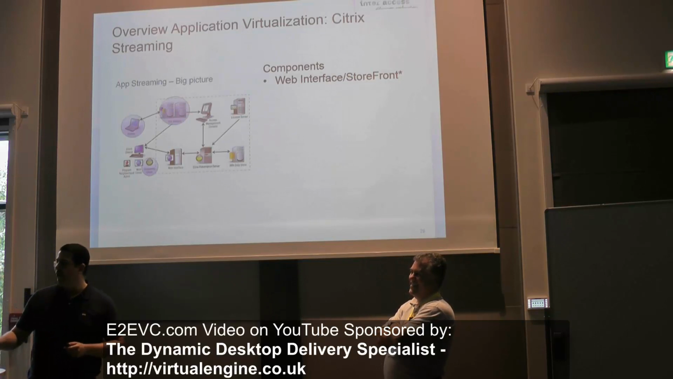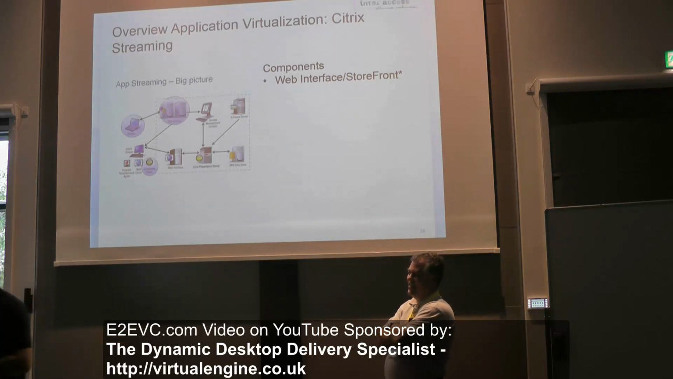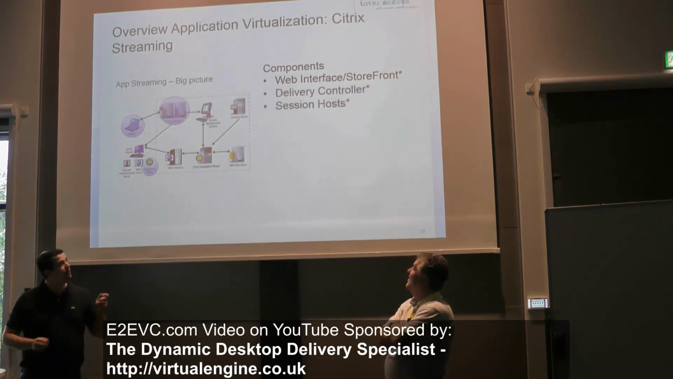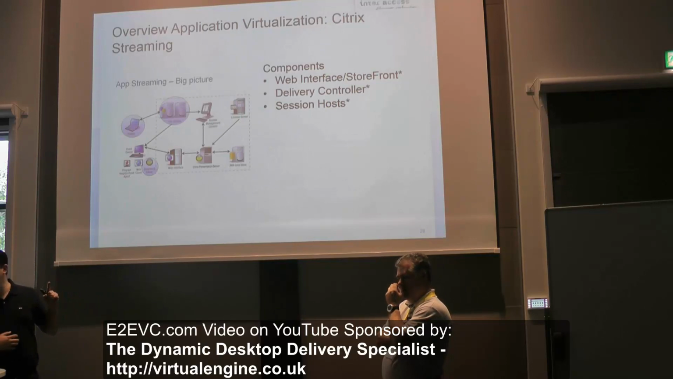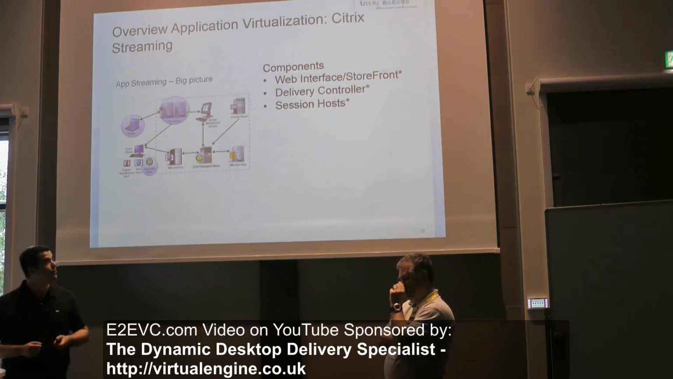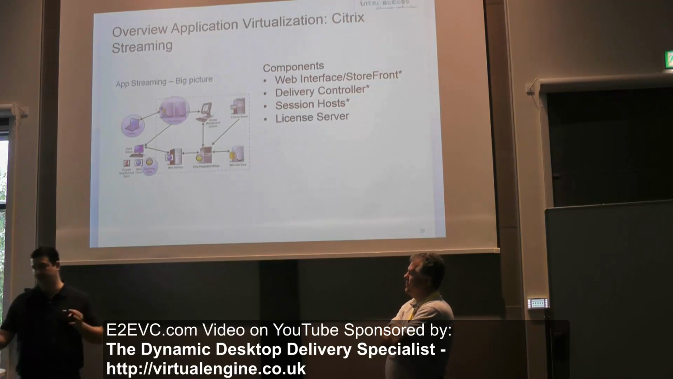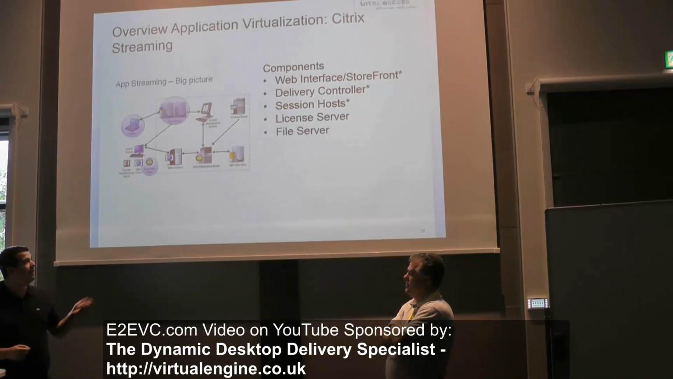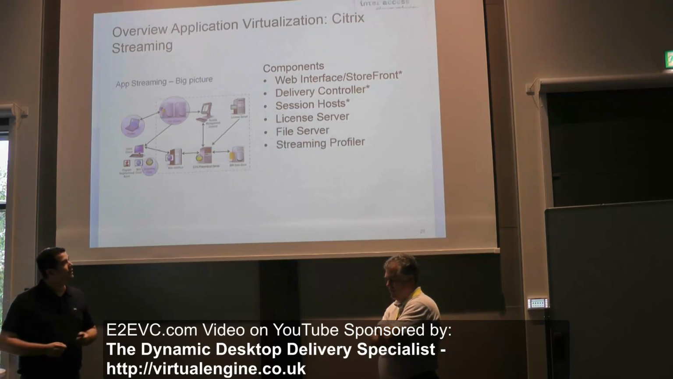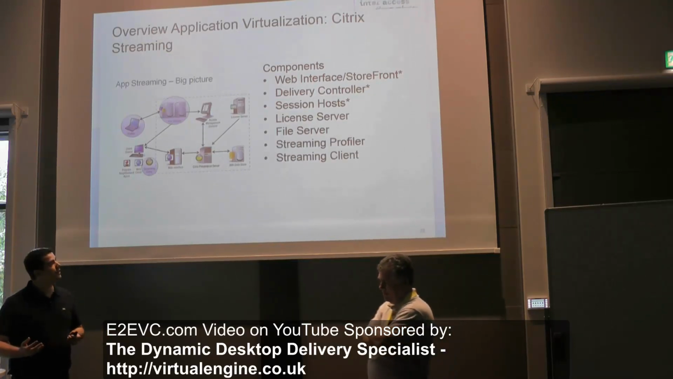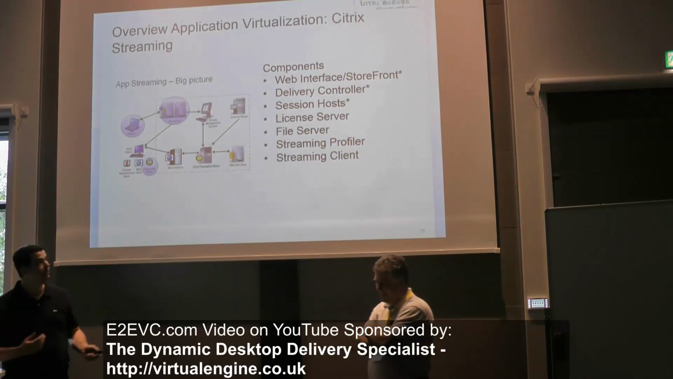So actually, in 6.7, you can still publish the launcher and then get around it, but you know, really. So we need, optionally, our web interface or storefront, delivery controller, session host, or desktops, whatever you want to do. You need a license server, file server, the streaming profiler to create the profile, and the streaming client, which is built in.